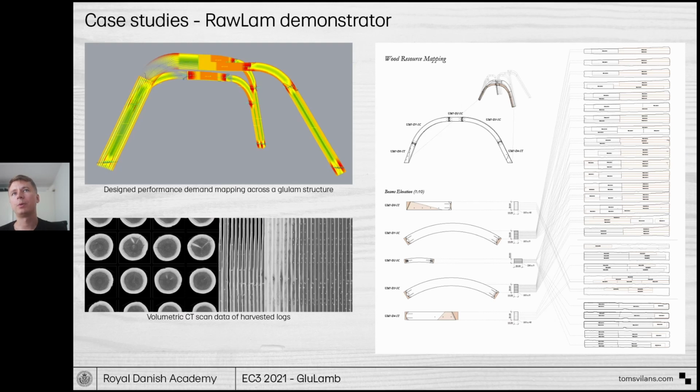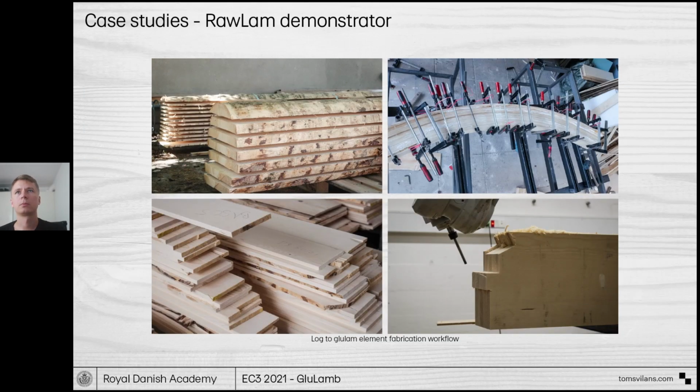GluLam is used to decompose the design structure into individual GluLam elements and further into individual lamellas. These lamellas are then mapped onto specific areas of the logs to align the found material qualities with the design intent. The image on the top left shows the mapping of the design performance demands onto each individual lamella in the structure. The image on the right shows the allocation of lamellas onto specific boards cut from the logs.